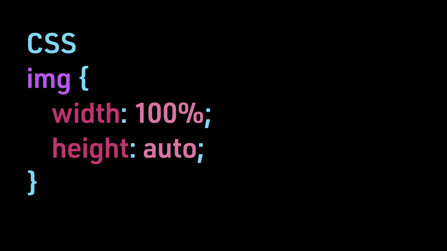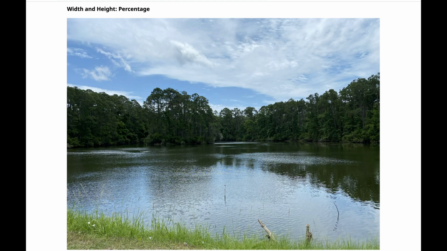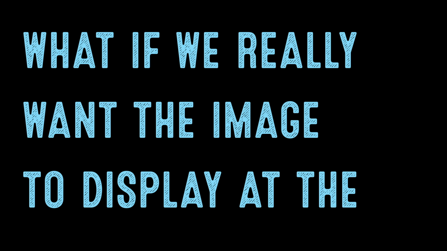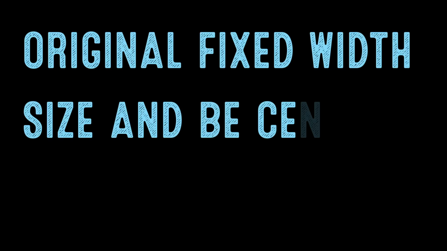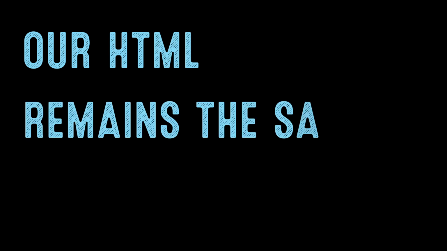Let's take a look. So we see that it is indeed much wider as we are telling the browser to display the image at 100% of the width of the containing element. Here is the full image. What if we really want the image to display at the original fixed width size and be centered in the space? Our HTML again remains the same.